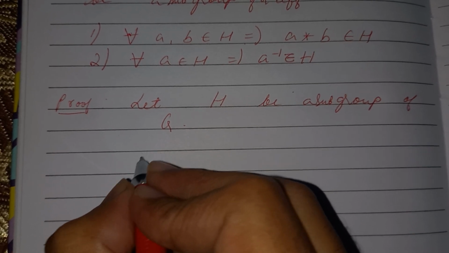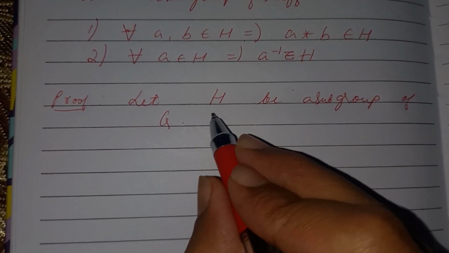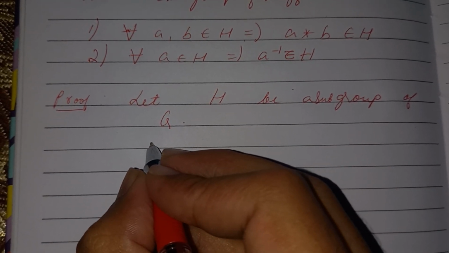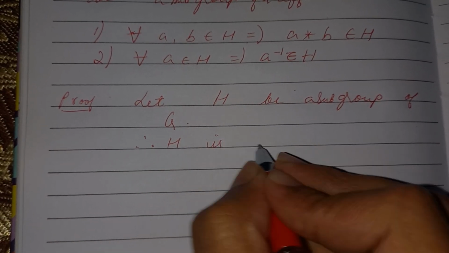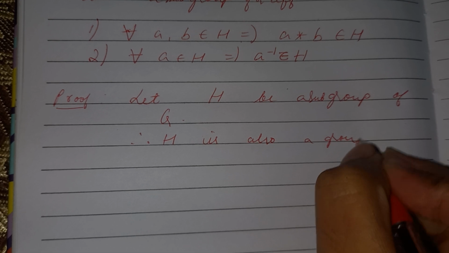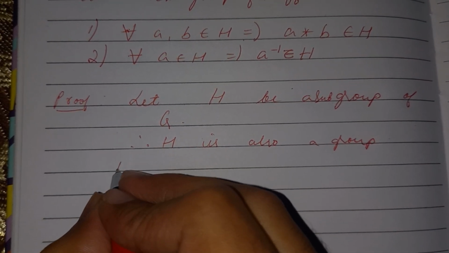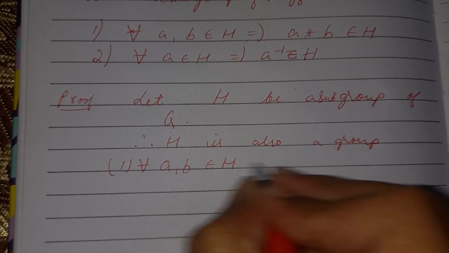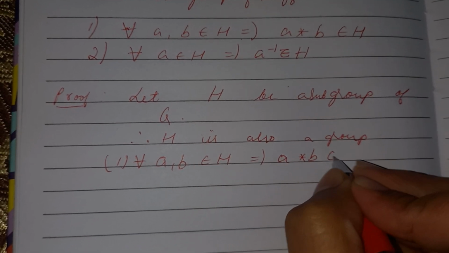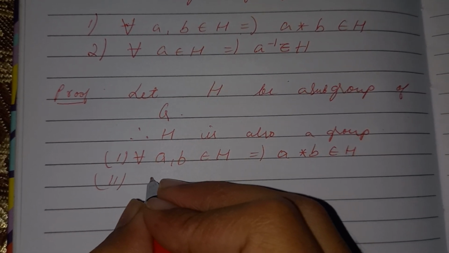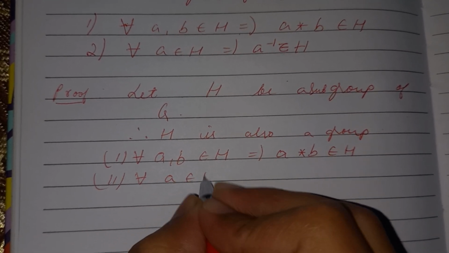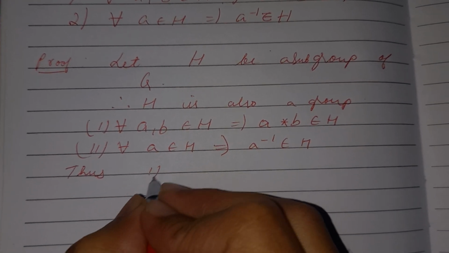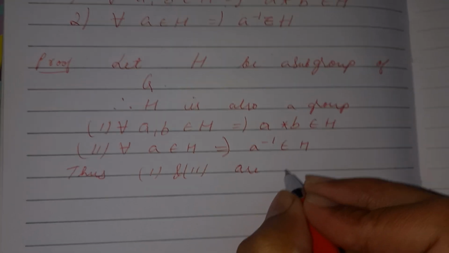Now we see that since H is a subgroup of G, it means H is also a group, which means the first condition: for all a, b belongs to H, implies a * b belongs to H. Second, for all a belongs to H, there exists a inverse belongs to H. Thus 1 and 2 are satisfied.